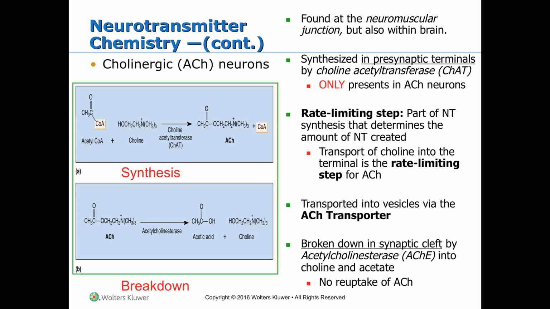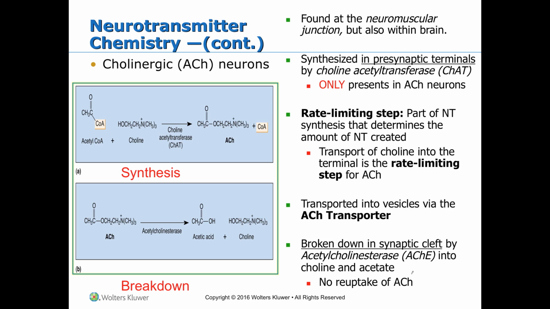So the first neurotransmitter that was identified and the first one that we will investigate is acetylcholine. And acetylcholine is found at the neuromuscular junction, as we talked about in the last chapter, but it's also found within the brain, particularly in the hippocampus. Now, in each of these neurotransmitter systems, we're going to highlight how it's synthesized and how it's broken down.